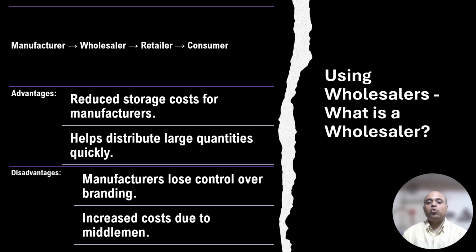Manufacturers lose control over branding because they are not in direct connect with the customers, and therefore retailers and wholesalers, the way they present the products will create the image of the product. Next, increased cost due to middlemen. Wholesalers and retailers will both take away some part of the price as their share in the profit, and that adds to the cost. Example, think of products like chips or soap. They are made in factories, sold in bulk to wholesalers, and then sent to local stores.